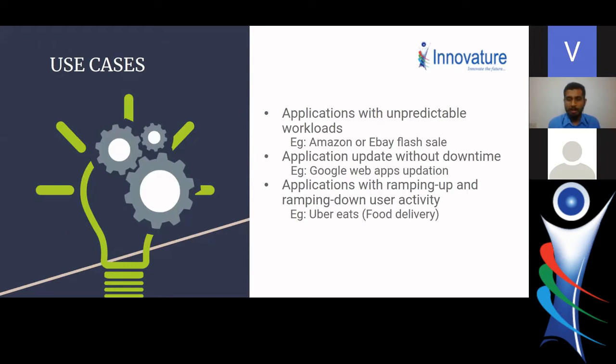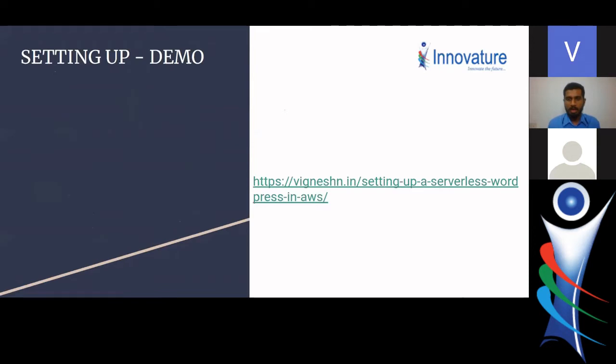And then there's application update without downtime. If you see Google services, they actually update without any downtime because they use Kubernetes clusters. And finally, you have applications with ramping up and ramping down user activity, like a food delivery app, which has a different number of users at different times in a day. That kind of application can also be easily maintained using a serverless architecture.